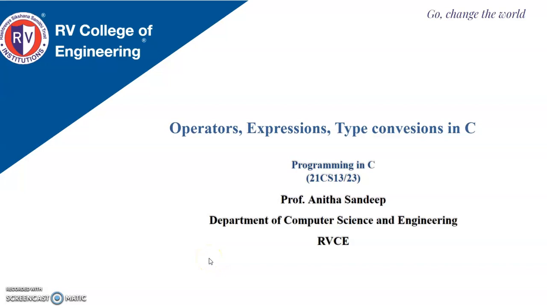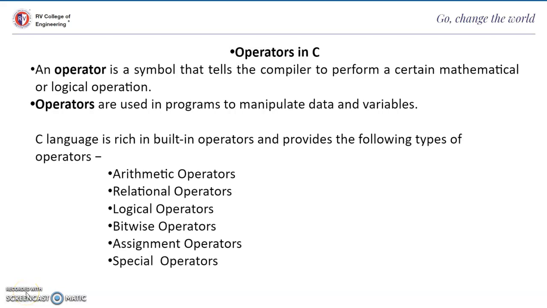We are going to see today about operators, expressions, and type conversions in C programming. An operator is a symbol which tells the compiler to perform some mathematical or logical operation. Operators are used in programs to manipulate the data and variables. C language is rich in built-in operators and provides the following types of operators, like arithmetic operators, relational operators, logical operators, bitwise operators, assignment operators, and special operators.